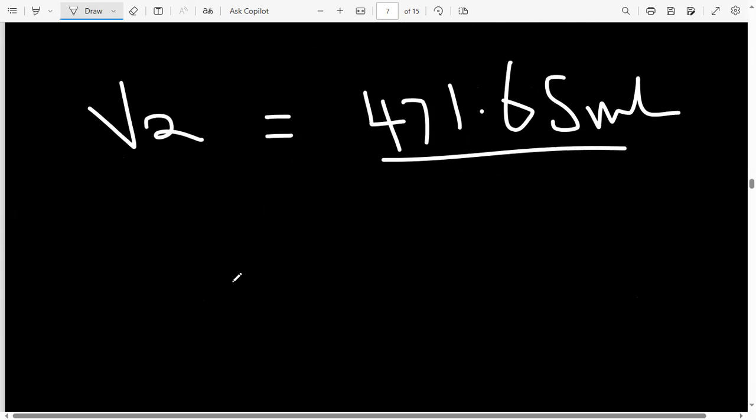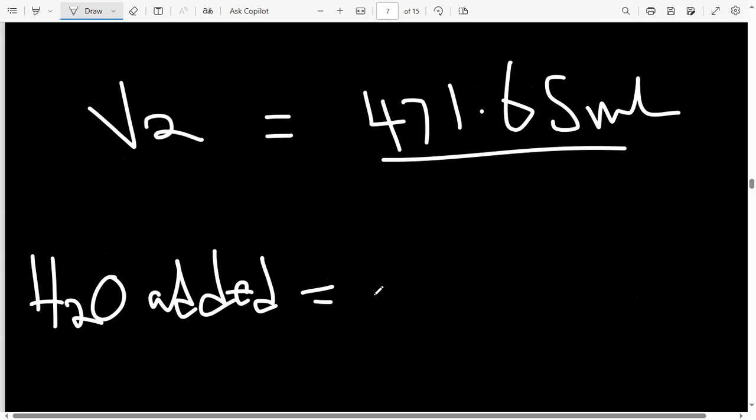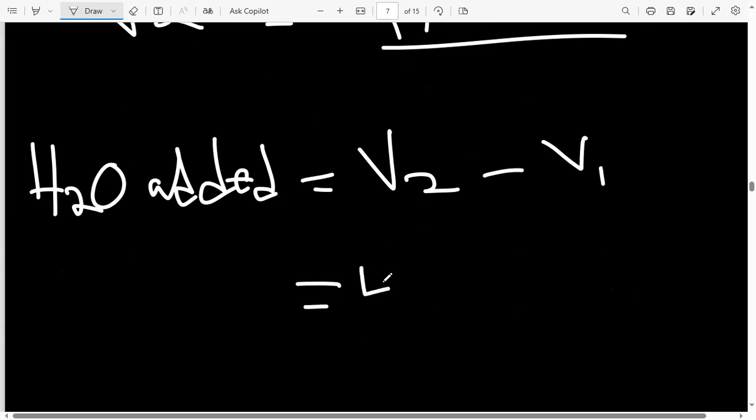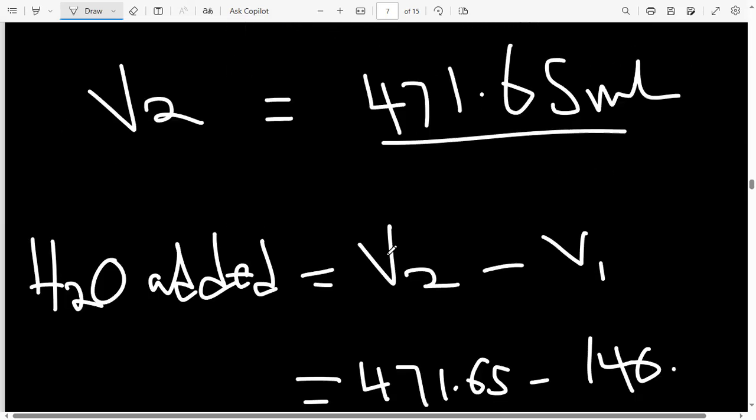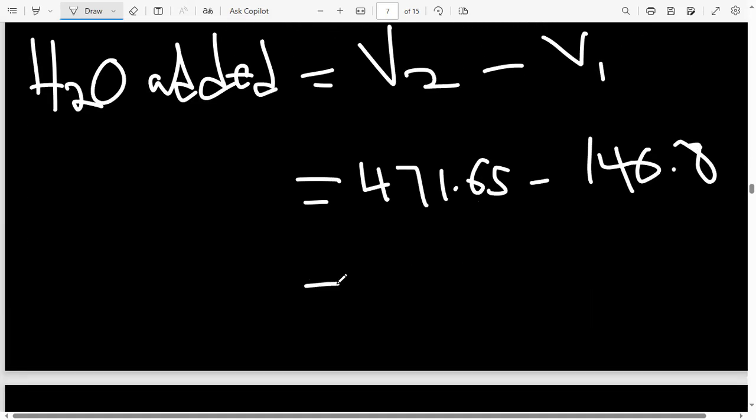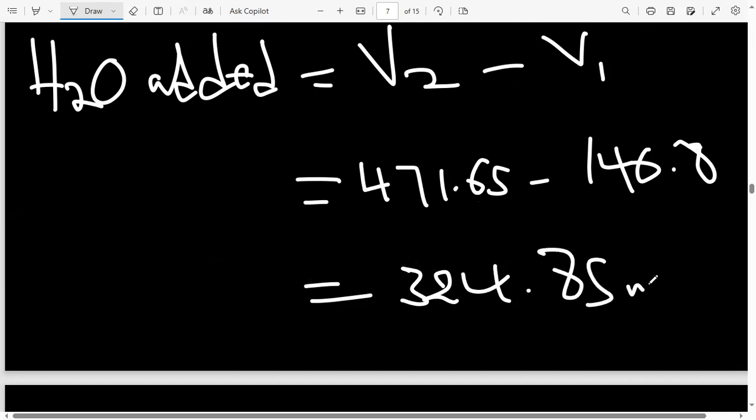Okay, so now to find how much water was added, we'll just subtract V2 minus V1. So V2 is 471.65 minus V1, which is 146.8. So the water that was added, we just subtract these two. I'm getting 324.85 milliliters.